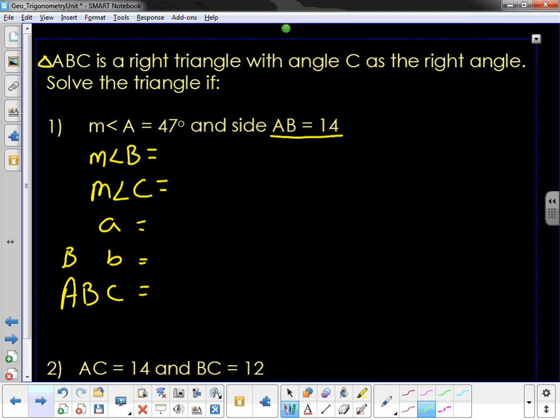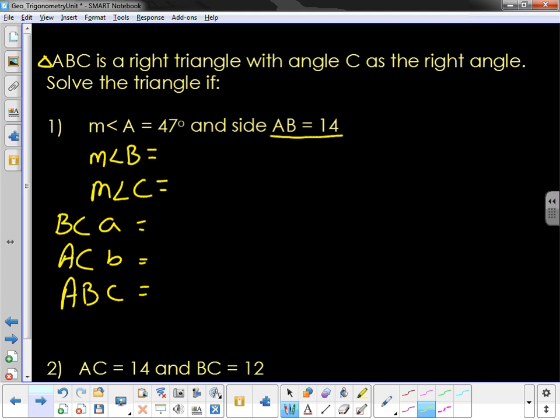AC is the same as side B, and BC is the same as side A. So just for your information, your three letters have to be in everybody's name. So if I use the two-letter AB, that means it had to be a side C. So that's another way to remember it. We know that one's 14. We know angle C is a 90-degree angle because that's what it told us up here.